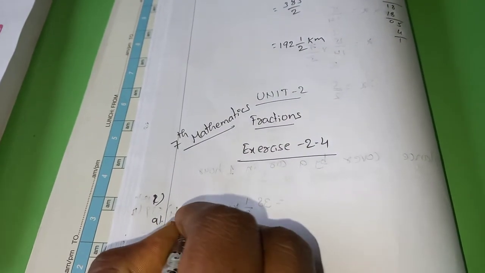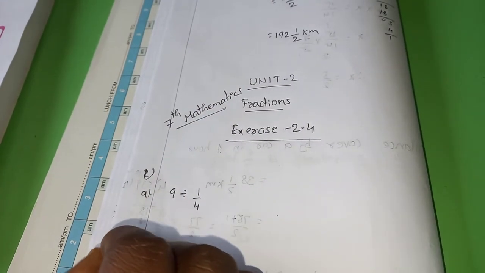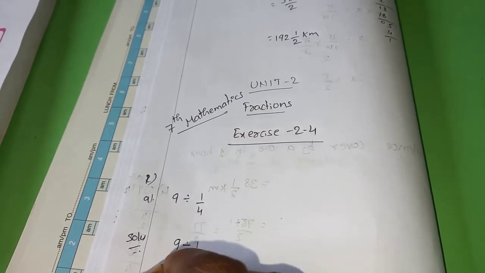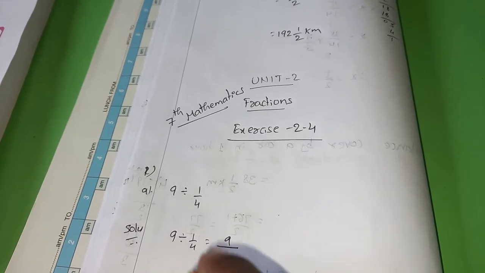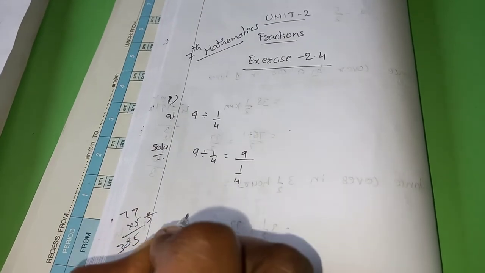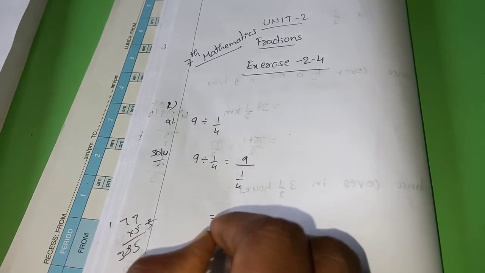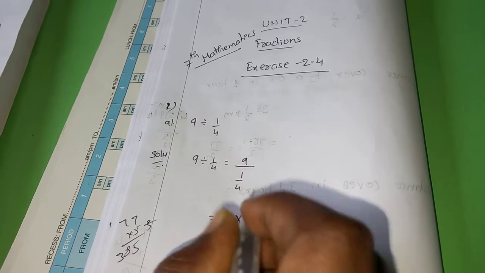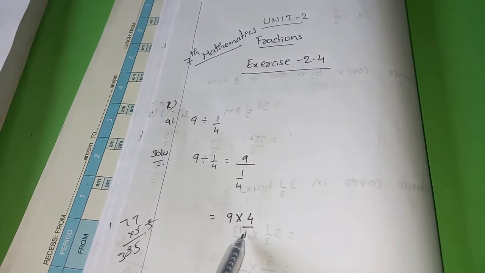First one, 9 divided by 1 by 4. How to write this? If you write like this, you will get some confusion. To avoid this confusion, you can write like this also: 9 into 4 by 1. Just the reciprocal 1 by 4 I converted into 4 by 1.